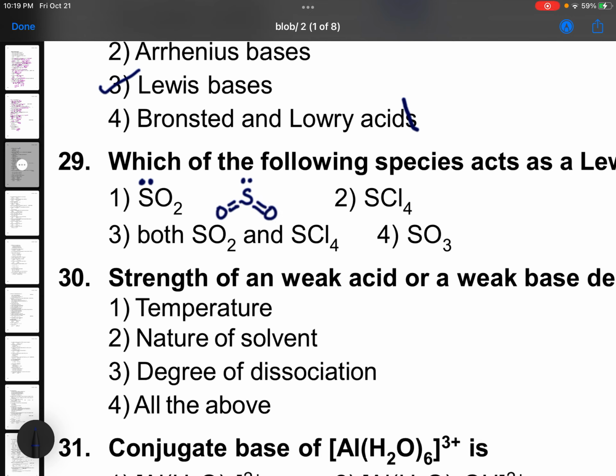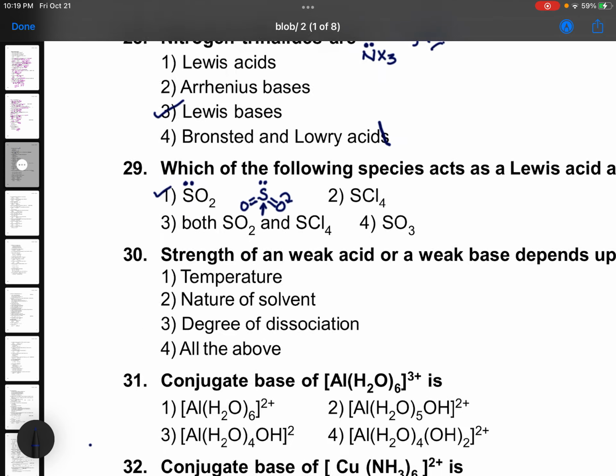When multiple bonds are there with a more electronegative atom, then positive charge is developed on this sulfur. So this sulfur can function like an acid. Multiple bonds with dissimilar atoms, Lewis acid. Because of the lone pair, it is Lewis acid as well as Lewis base.